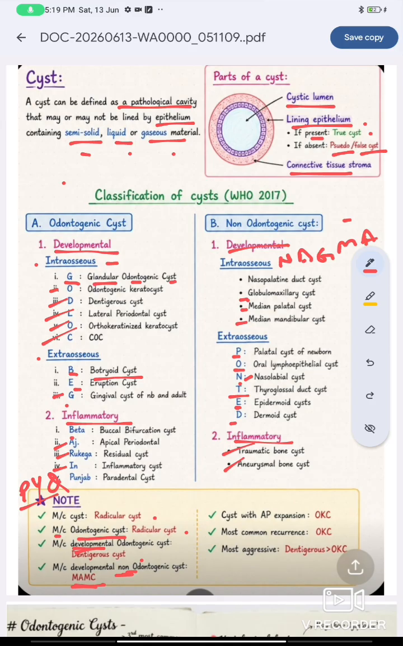Then coming to the cyst with antero-posterior expansion, it is OKC. Most common recurrence is seen by OKC. Most aggressive cyst is dentigerous followed by OKC. Remember, OKC is more recurrent because of the presence of satellite cysts. However, when it comes to aggressive nature, dentigerous cysts are far more aggressive because they lead to hollowing off of the entire ramus in extreme cases.